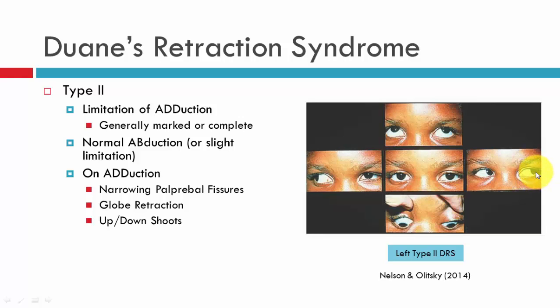So this instance is a type 2, and what distinguishes it from an isolated medial rectus palsy is here we have the narrowing of the palpable fissures. And again, if we could have a look to the side, we could actually see this globe retraction. This patient doesn't really have any significant upshoots or downshoots. It may be that the eye in adduction is upshooting just slightly. But again, only 30% of your patients will actually show up or down shoots in adduction. But they should generally show or demonstrate narrowing of the palpable fissures and globe retraction.